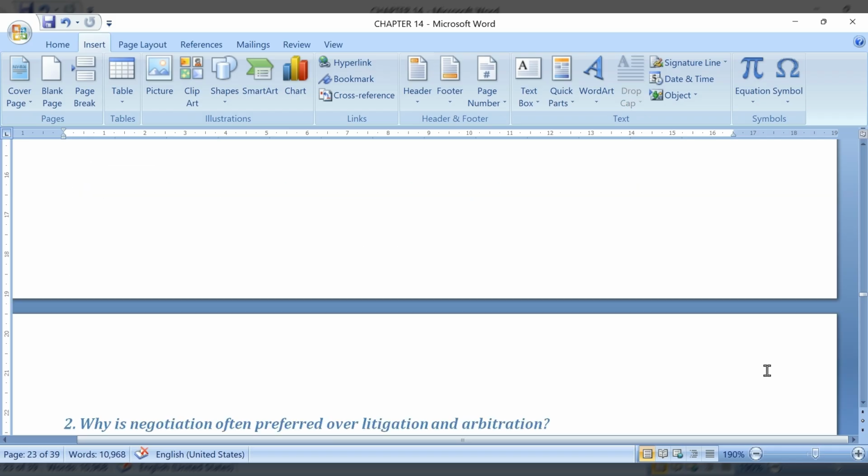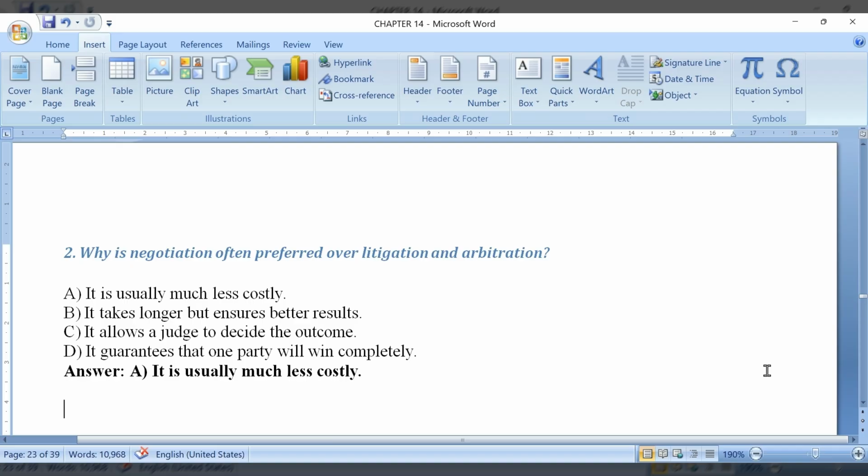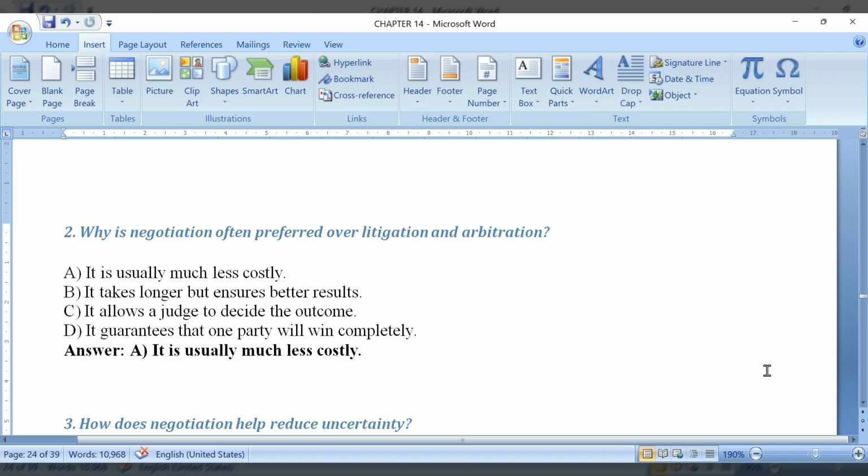2. Why is negotiation often preferred over litigation and arbitration? A. It is usually much less costly. B. It takes longer but ensures better results. C. It allows a judge to decide the outcome. D. It guarantees that one party will win completely. Answer: A. It is usually much less costly.